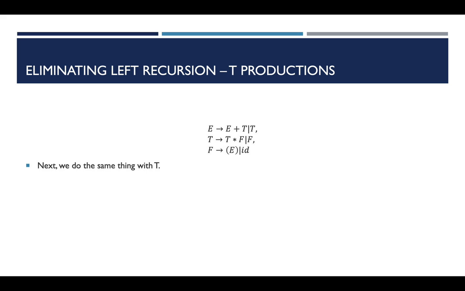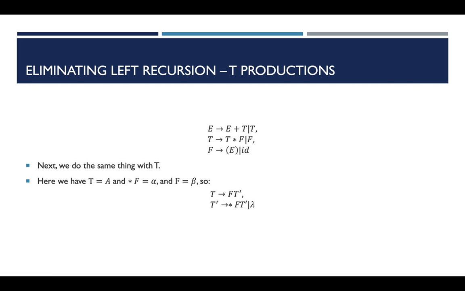We can do exactly the same thing with our T variable. So here we have exactly the same thing, right? Our A variable is now T. This is the left recursive variable. Our multiply sign, or times F, is going to be alpha, which is the suffix of the left recursive production right-hand side. And then the beta is going to be F, which is the non-left recursive right-hand side production.